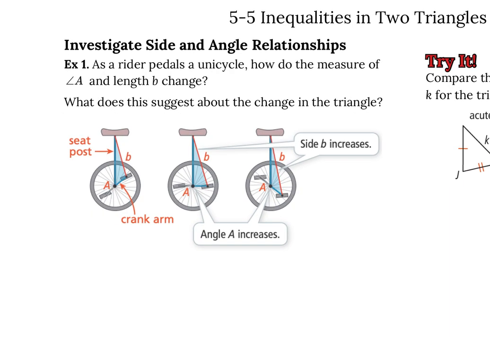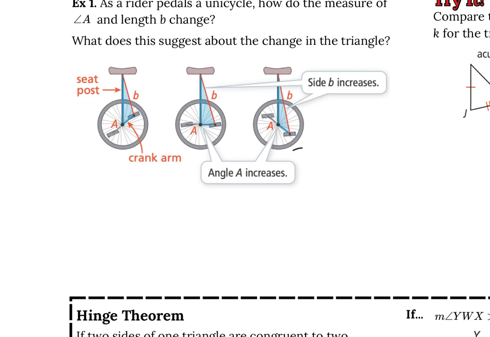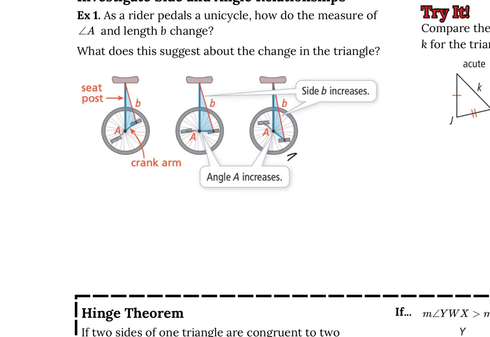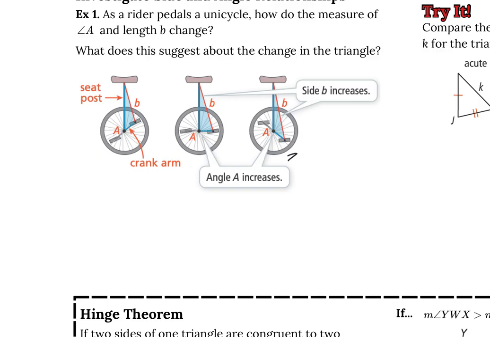Exercise 1, as a rider pedals a unicycle, how do the measures of angle A and the length of B change? What does this suggest about the change in the triangle? Okay, so we can see that as our measure of angle A is increasing, our side B is also increasing. Okay, so if our other two sides are staying the same, then our angle will increase.